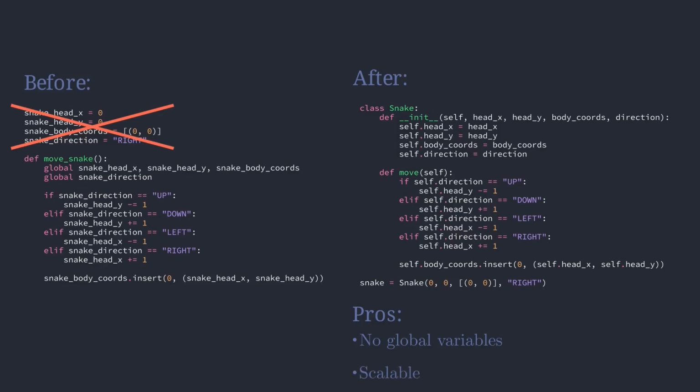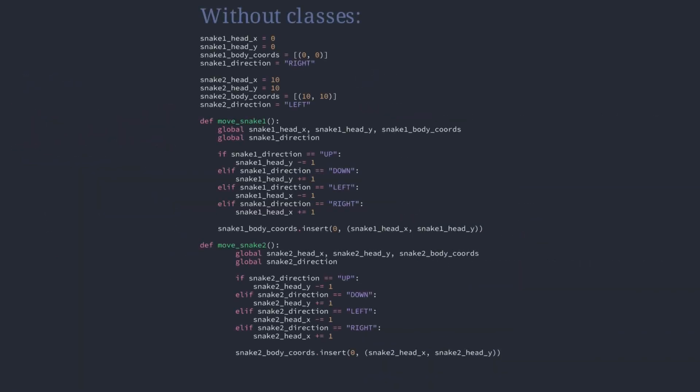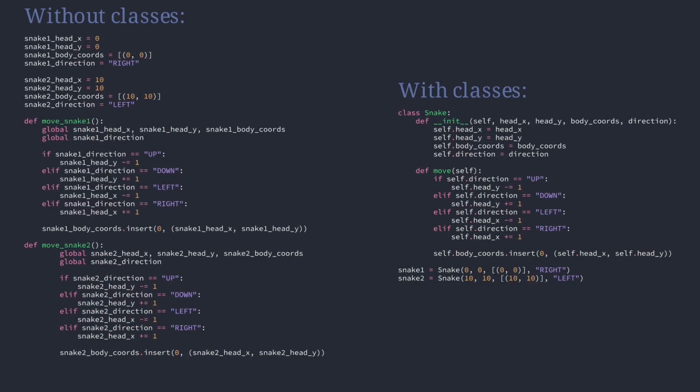For example, what if one day you decide you want to make a multiplayer snake game? This is what the multiplayer code would look like without classes. We have a lot of code repetition, and both of these movement functions are almost doing the same thing. But when we use the snake class that we made before, we don't need to write nearly as many lines of code.